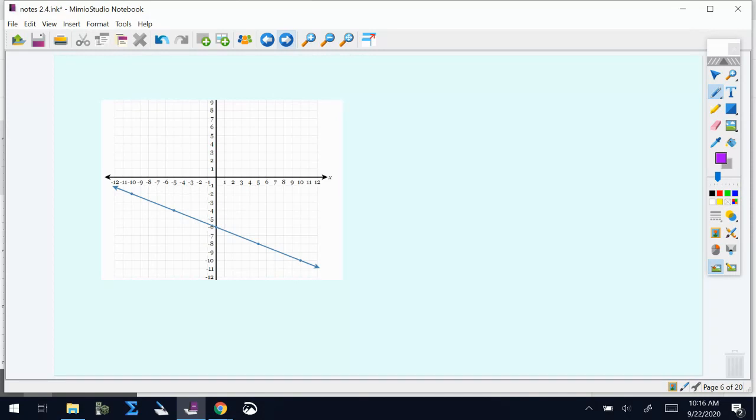It wants you to write the equation of the line in slope-intercept form. So here's my intercept. My y-intercept crosses at -6. And then my slope. So I'm going to go from that point to that point. I definitely have a negative slope. You can see the line's going down.